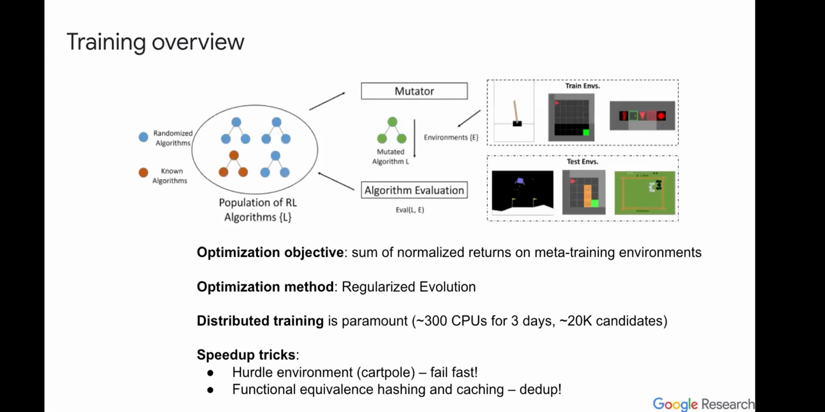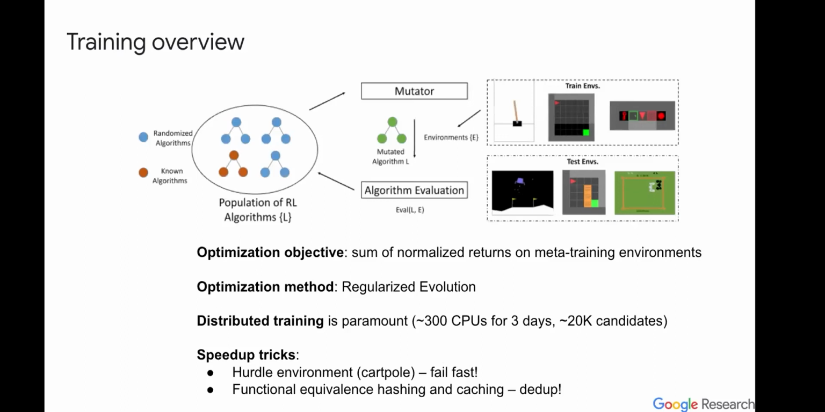Once an algorithm is proposed, we are going to run this algorithm on a set of meta-training environments. The optimization objective is the sum of the normalized return on this set of environments. Once it's trained, the score is fed back into the algorithm. As you can imagine, this process repeats many times until we have swept over a large number of candidates. So this can take a lot of time, and distributed training is paramount.